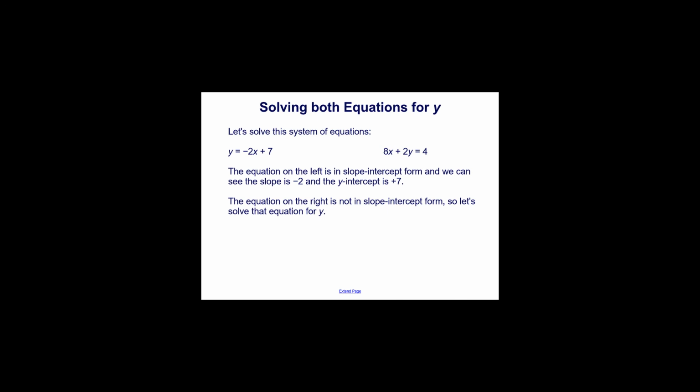Let's solve this system of equations. So we have the system of y equals negative 2x plus 7 and 8x plus 2y equals 4. So the equation on the left is in slope-intercept form. It has the y isolated. So we can see that the slope is negative 2 from m equals negative 2, and the y-intercept is plus 7 from the fact that b equals 7. But the equation on the right is not in slope-intercept form. It is not solved for y, so let's do that now.